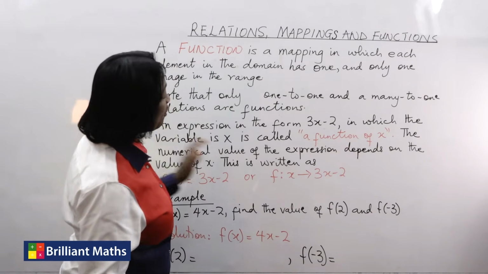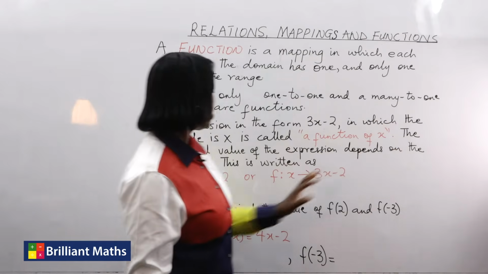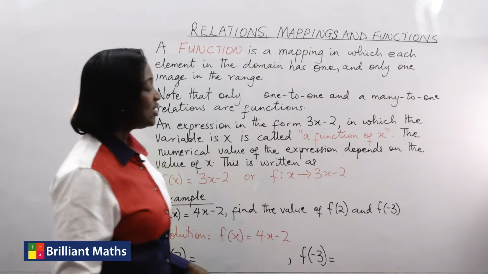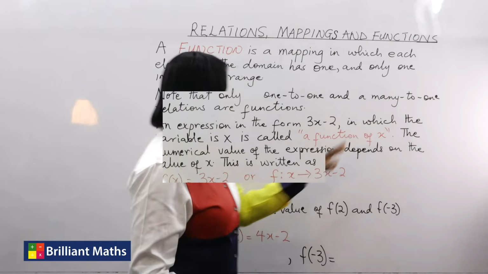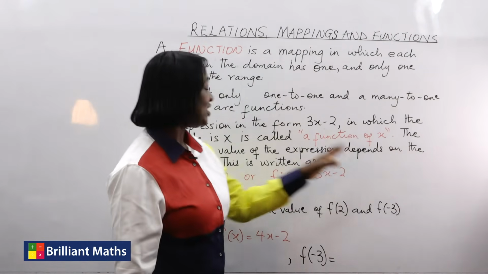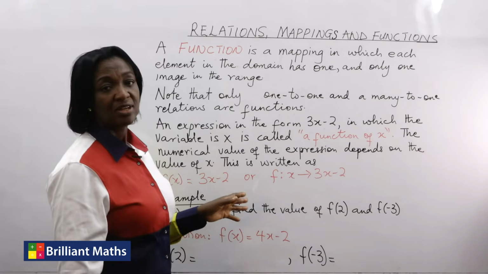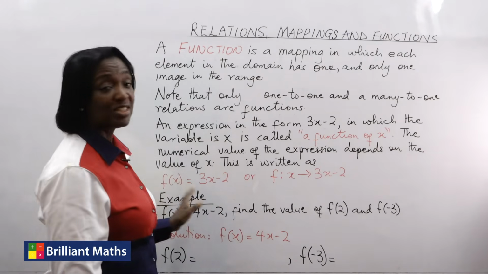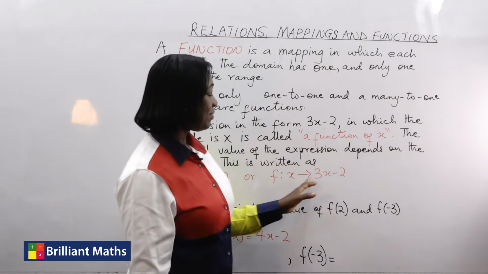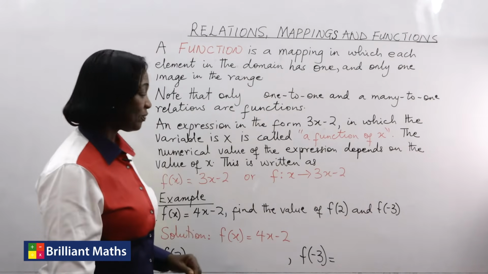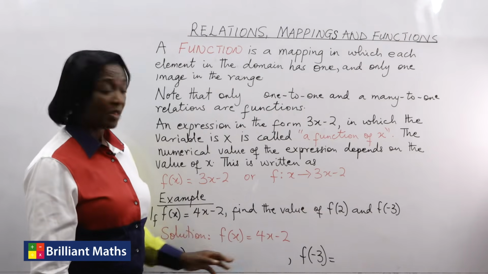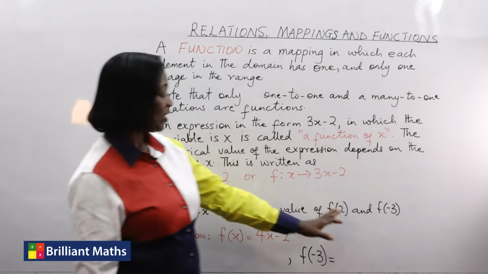An expression in the form 3x minus 2, in which the variable is x, is called a function of x. So that function is in terms of x. The numerical value of the expression depends on the value of x. So this is written as f of x is equal to 3x minus 2, or f: x maps to 3x minus 2.